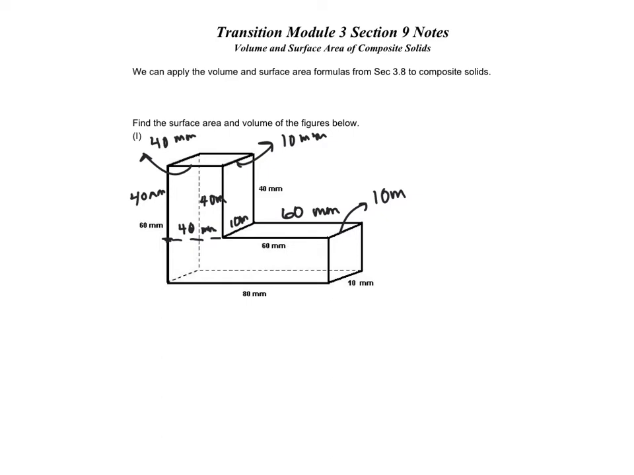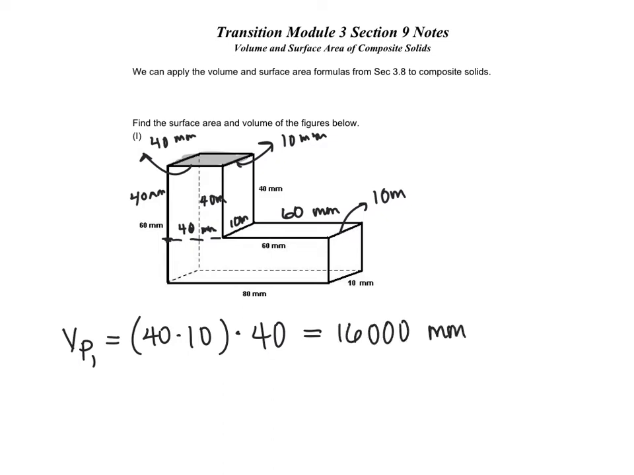So now I have to pick one of my rectangles to be the base, and I'm going to choose that rectangle. So the volume of my first rectangular prism, I do the area of the base, which is a 40 by 10, and then I multiply it by the height, and its height is 40. So 40 times 10 times 40, it's going to give me a volume of 16,000 millimeters cubed.